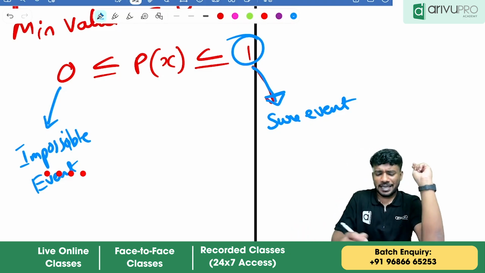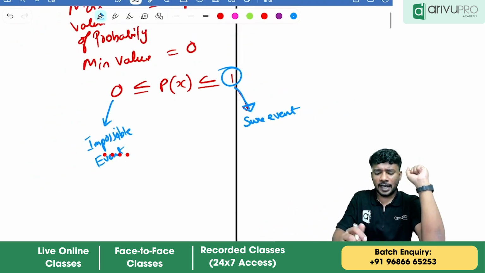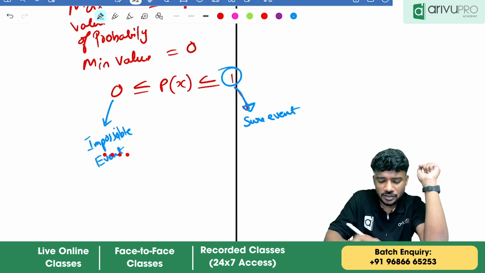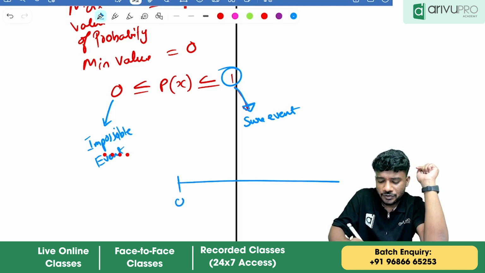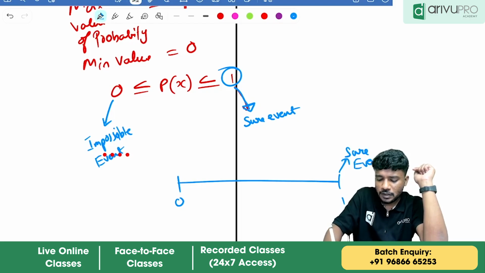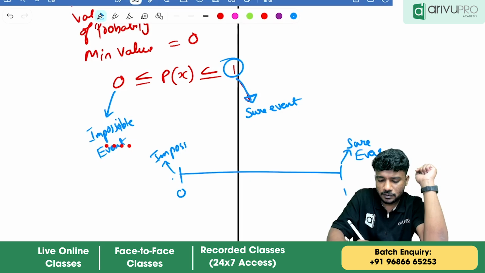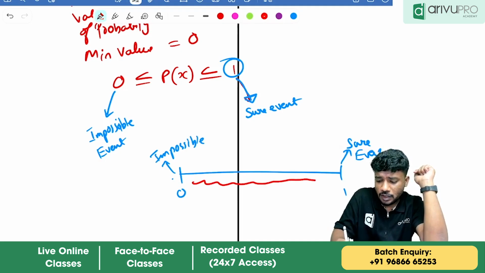Now, if it is in between 0 and 1 but exclusive of both, it is called the other range. If I draw the number line, 0 is here, 1 is here. Here we are saying this is a sure event, and this is an impossible event. In between both, it is called a probable event.